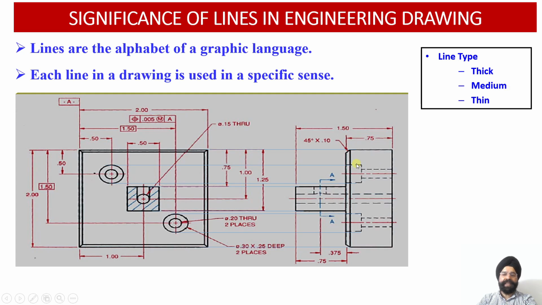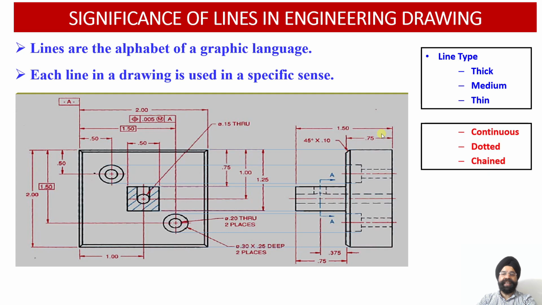Then the second type of lines are the medium lines. These are the dotted lines which represent the hidden surfaces, hidden parts of the components. They are drawn in medium thickness. Then the third type are the thin lines, which are basically the construction lines. They can be the dimension lines, they can be the extension lines. All these lines we are going to draw in thin thickness. So this is the first category of lines that we are going to use in any given engineering drawing.